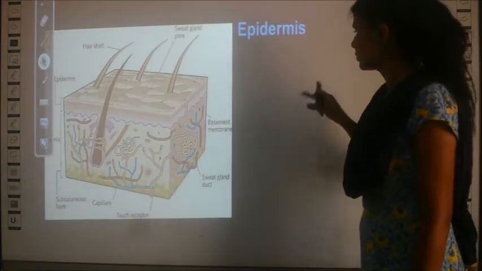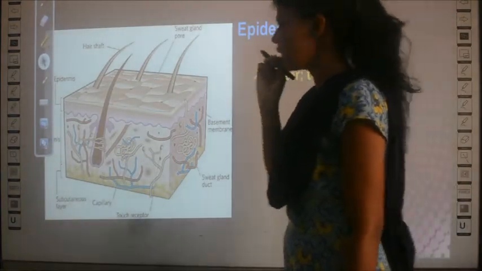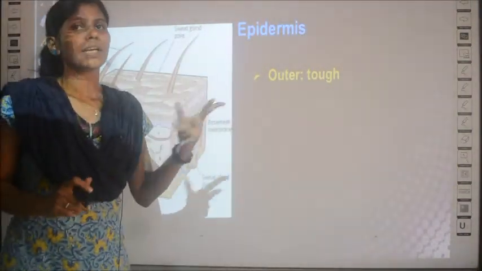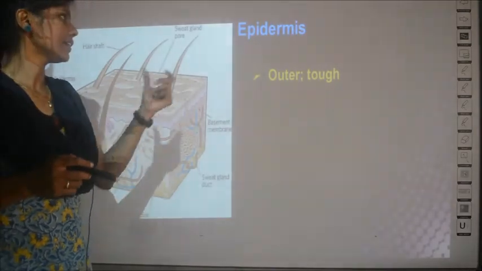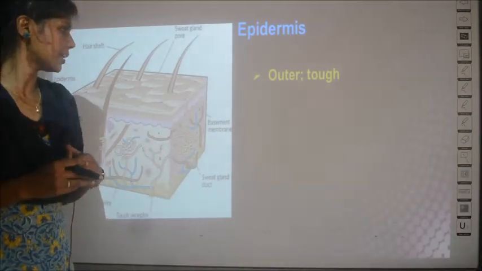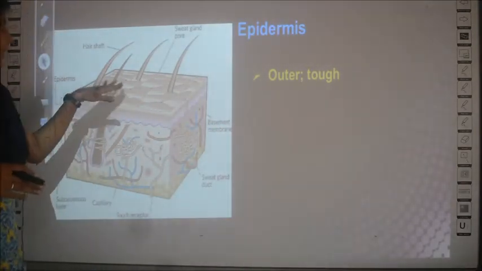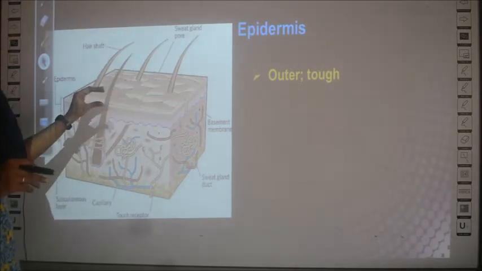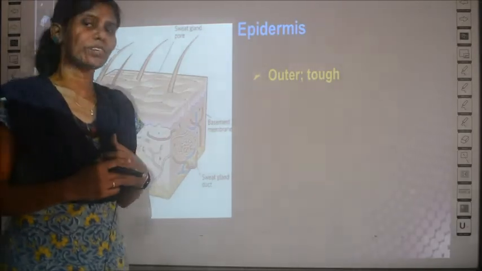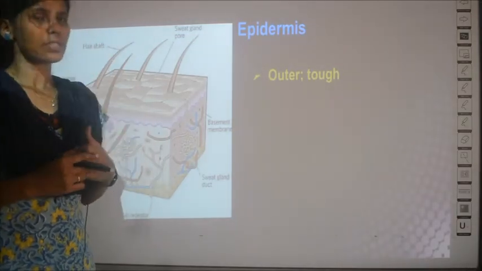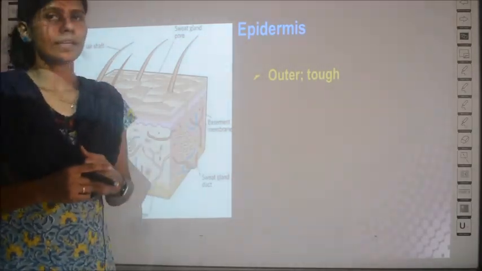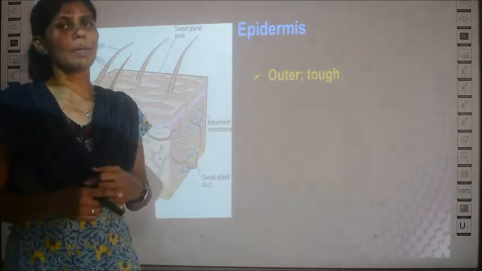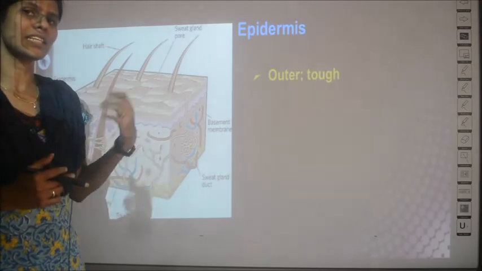Then we learn some of the properties of the skin. So the epidermis, I told you there are two layers, the epidermis and the dermis layer. The epidermis is the outermost layer. Why is it called the outermost layer? See, this is the external environment, and the layer which is close to the external environment is the epidermis. That's why it is mentioned as the outermost layer, and it is tough. Tough means it is hard in nature when compared to the inner layer, that is the dermal layer.